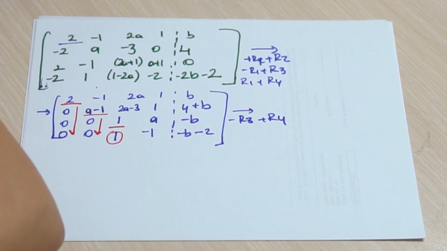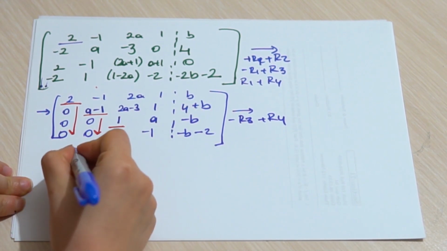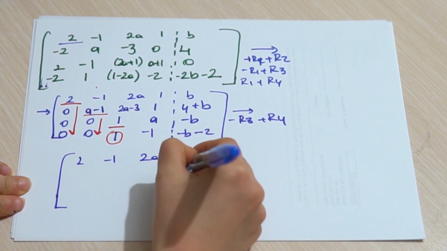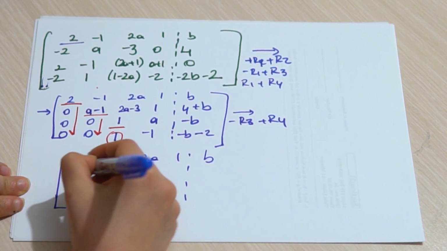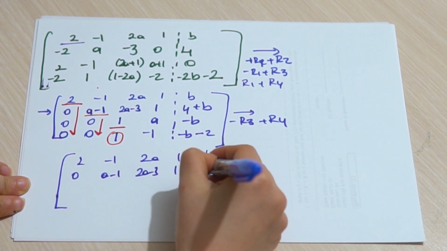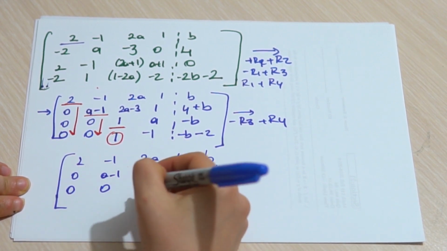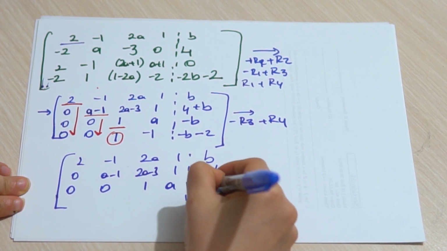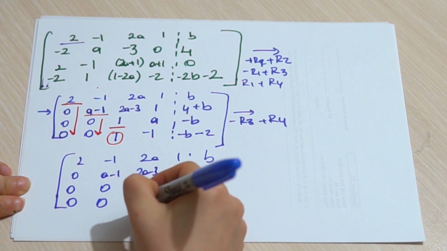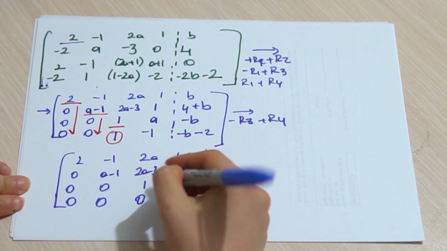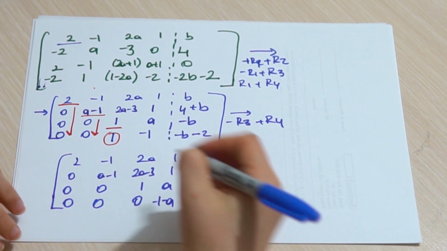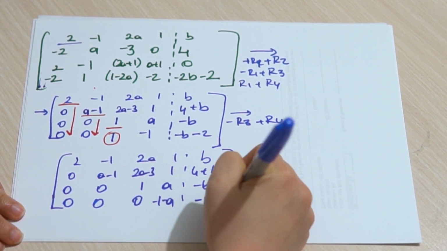Then I will have 2, -1, 2, a, 1. I didn't do anything for this row. 0, a minus 1, 2a minus 1, 1, 4 plus b, 0, 0, 1 minus a, b, 0, 0, 0, a, 1 minus a, and b minus 2 minus b is minus 2.